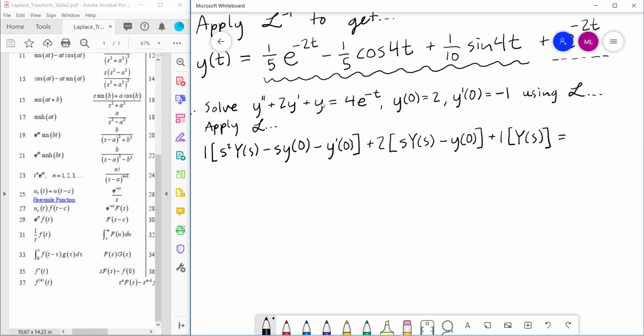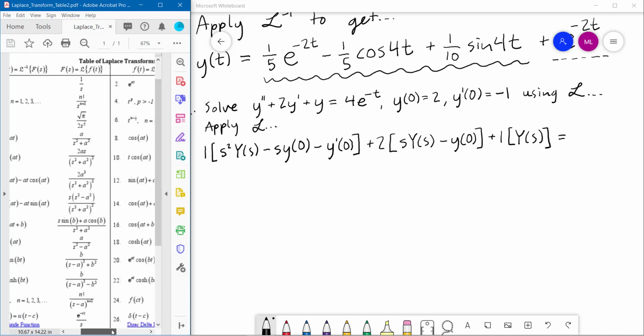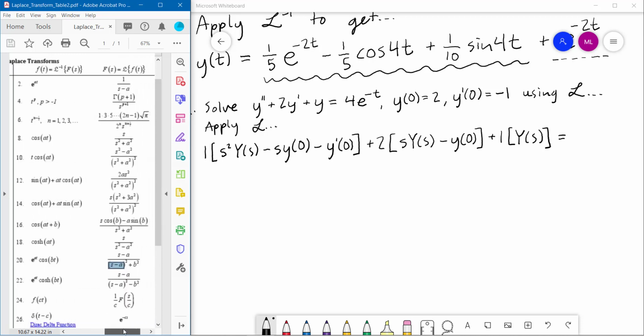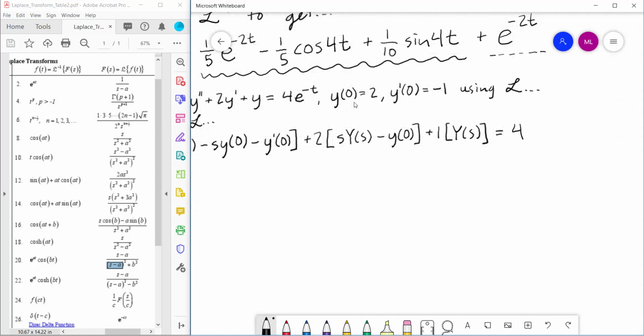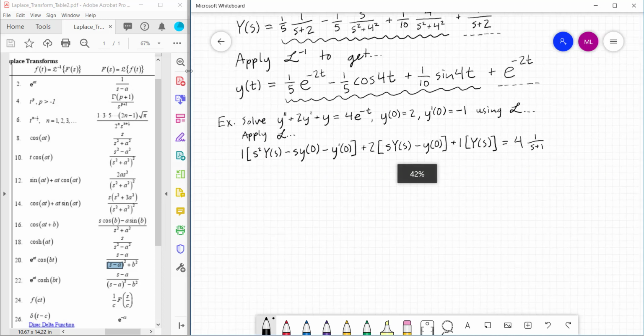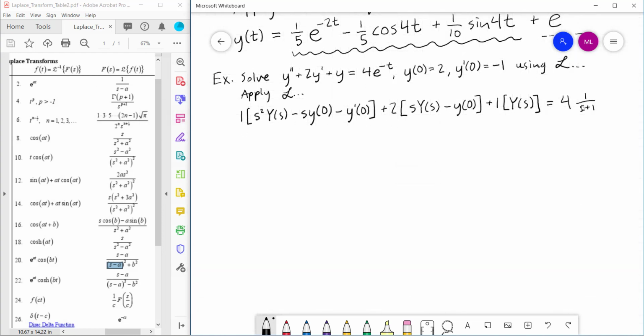And that's equal to, on the right-hand side, the Laplace transform of 4e to the negative t. Just go up to our exponentials, sitting right, where is it? There we go. Equation number 2, this one right here. We'll have a 4 sitting out in front of the whole thing, and the e to the negative t, so for us, a is equal to negative 1, will be a 1 over s plus 1. So there we go. Here is what our differential equation transforms to.